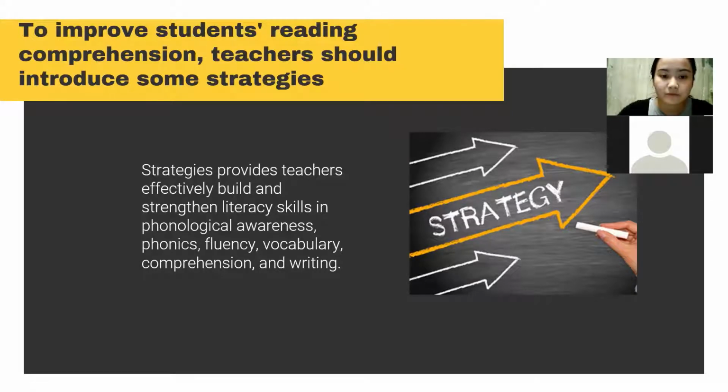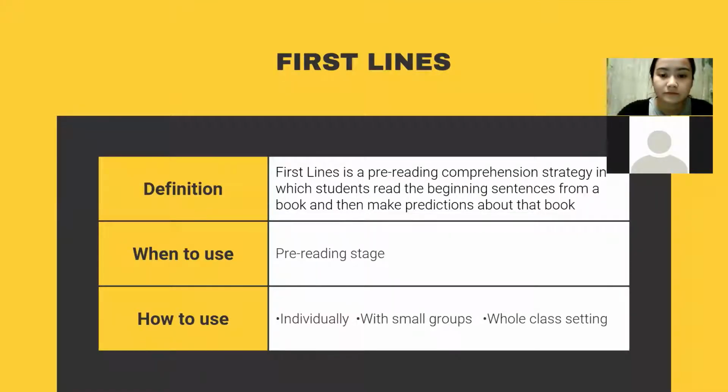The next slide. Our first one is a pre-reading comprehension strategy in which students read the beginning sentence from a book and then make predictions about that book. This technique helps students focus their attention on what they can tell from the first lines of a story, play, poem, or other text. As students read the text in its entirety, they discuss, revisit, or revise their original prediction. Next one.